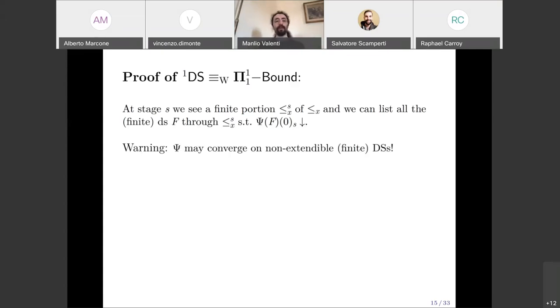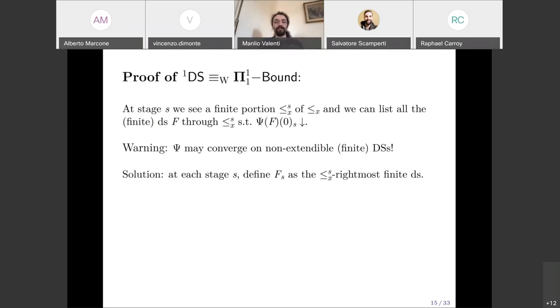The thing to be careful about now is that the backward functional converging does not guarantee anything about the correctness of the solution. Indeed, psi may converge on things which are not going to be extendable to descending sequences. So the output it gives may be complete junk. But we can work around this, and this is where pi 1 bound comes into play. The idea is that at each stage you have finitely many possible descending sequences, so of course you can choose one uniformly.